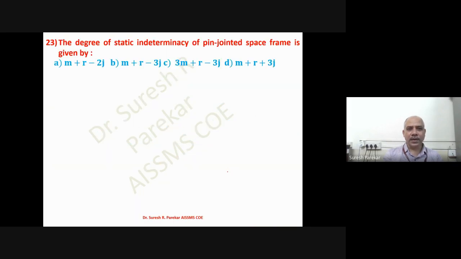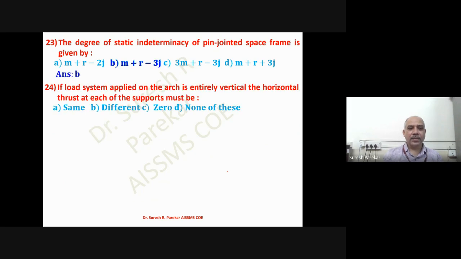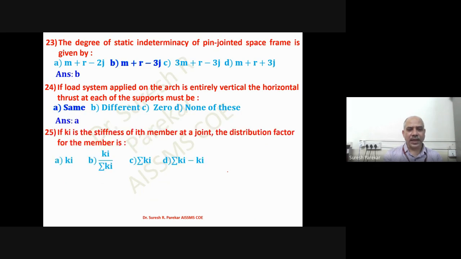Then the degree of static indeterminacy for a space frame is M plus R minus 3. The option is B. If the load applied on the arch is entirely vertical, then the thrust at each support is the same. Option is A. If Ki is the stiffness of the ith member at a joint, the distribution factor, we know, is the stiffness of the member upon the total stiffness at the joint, that is Ki upon summation Ki.